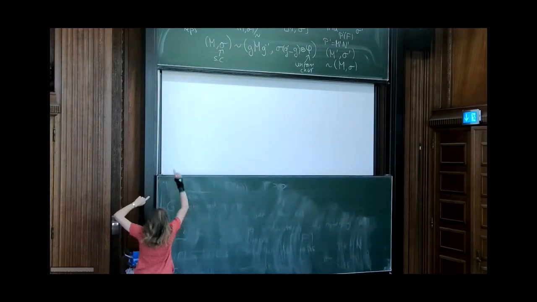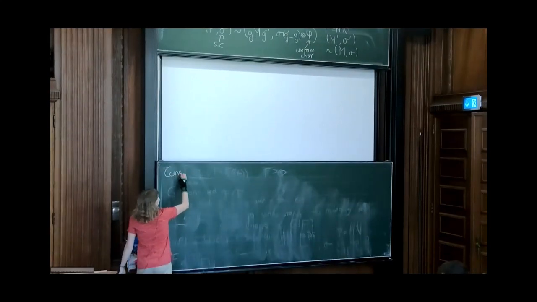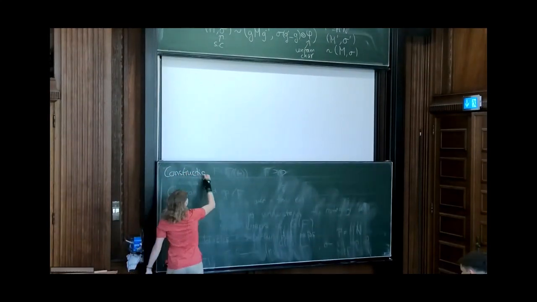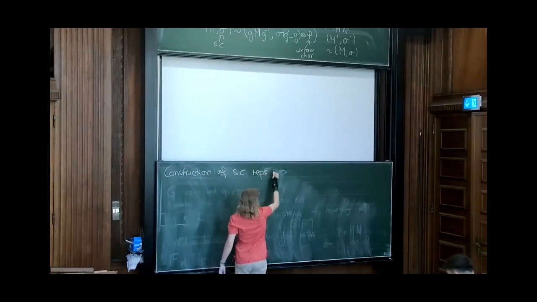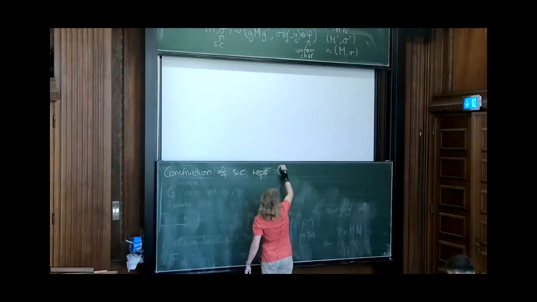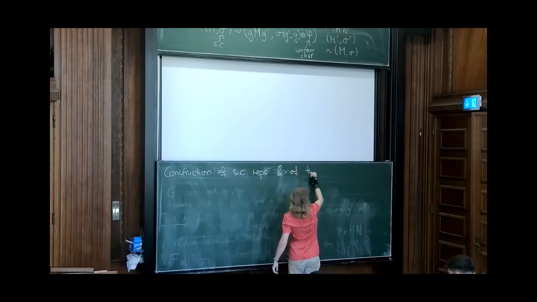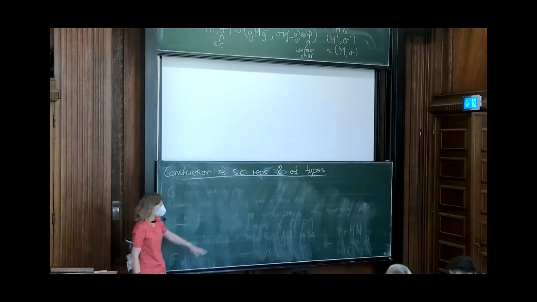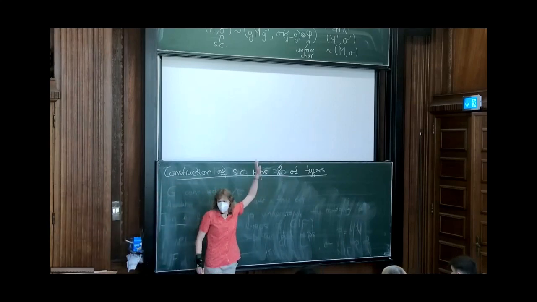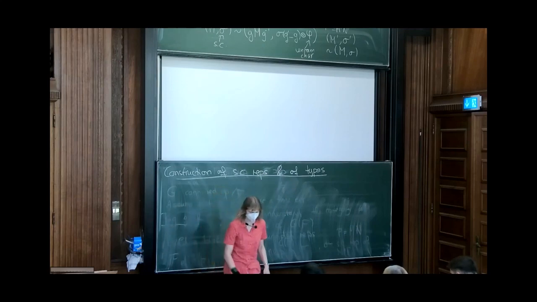So we have problem one, problem two. Let's dive into it. Problem one is the construction of supercuspidal representations, and let me also say, of types, without having told you yet what types are. I'm telling you afterwards the definition of types. It doesn't really matter for now. I just don't want to have to write the same twice.